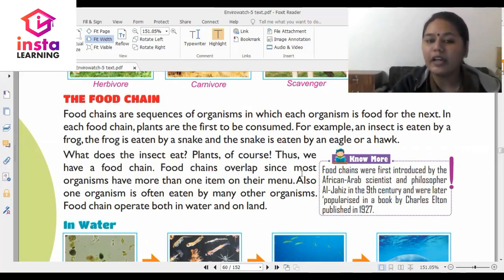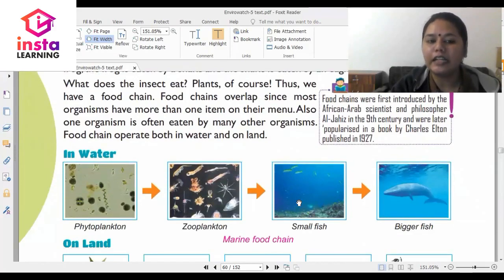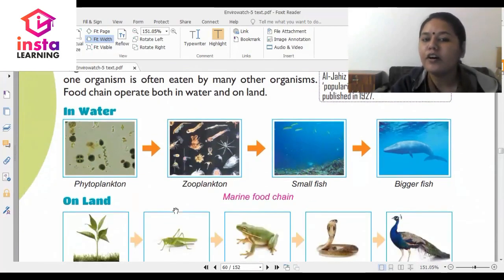Thus, we have a food chain. Food chains overlap since most organisms have more than one item on their menu. Also, one organism is often eaten by many other organisms. Food chains operate in water as well as land. So now you have zooplankton. So these are the examples of the food chain which is given here.